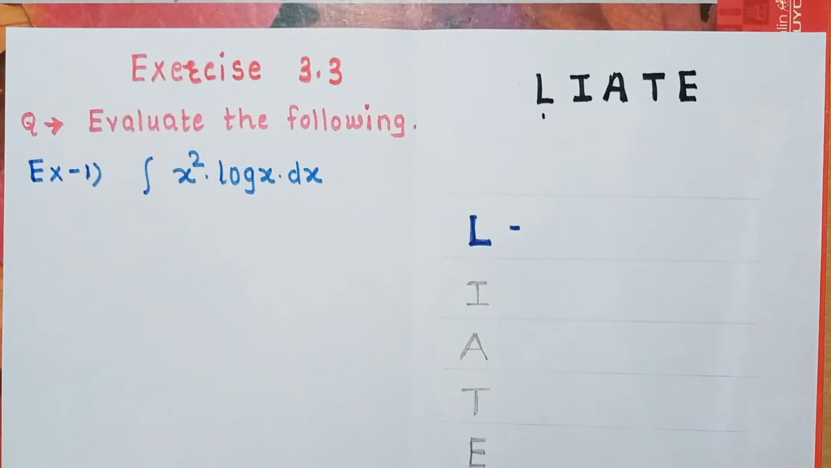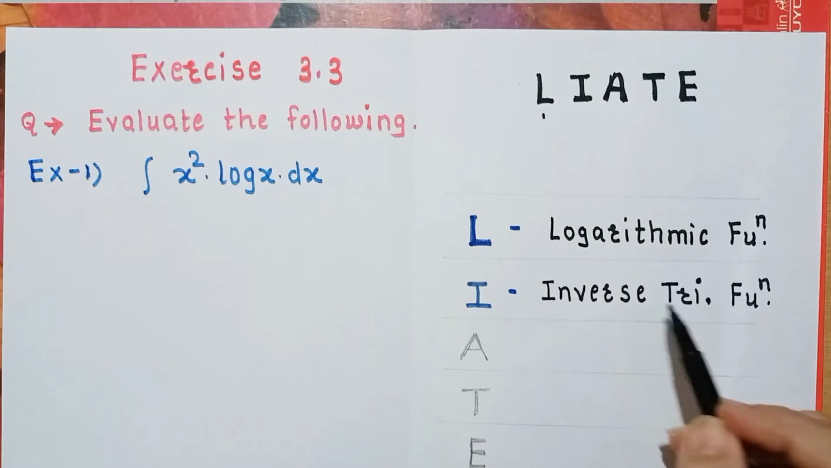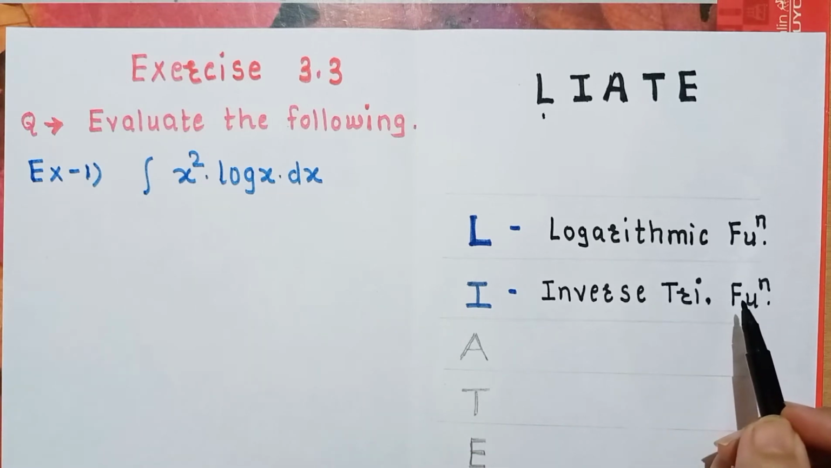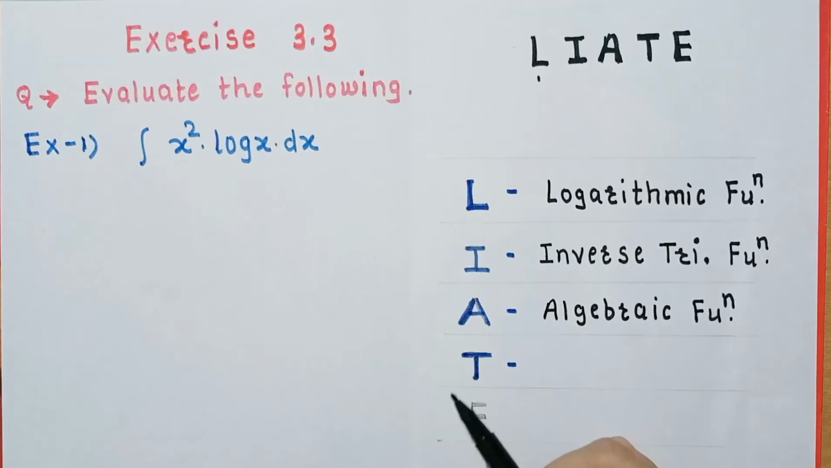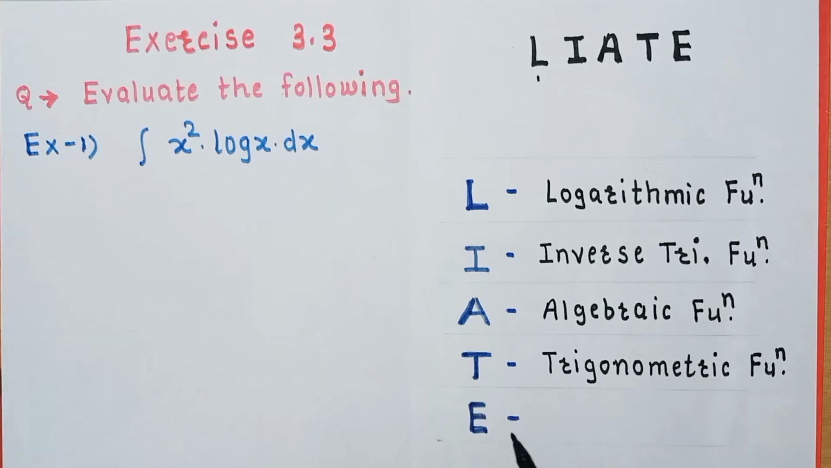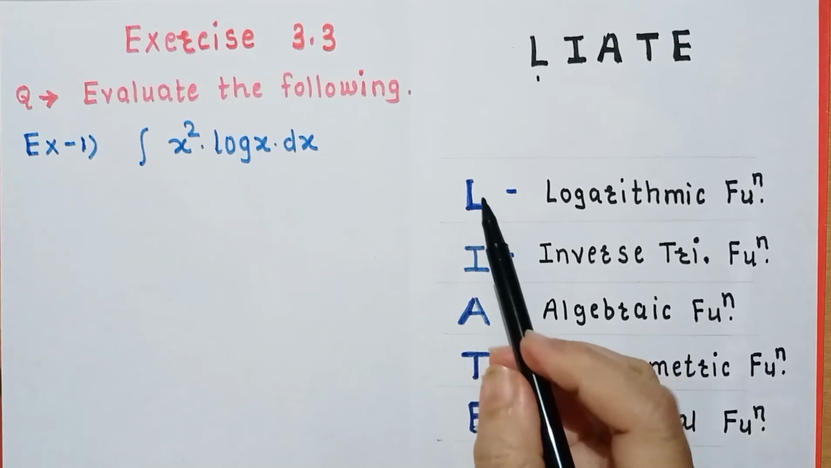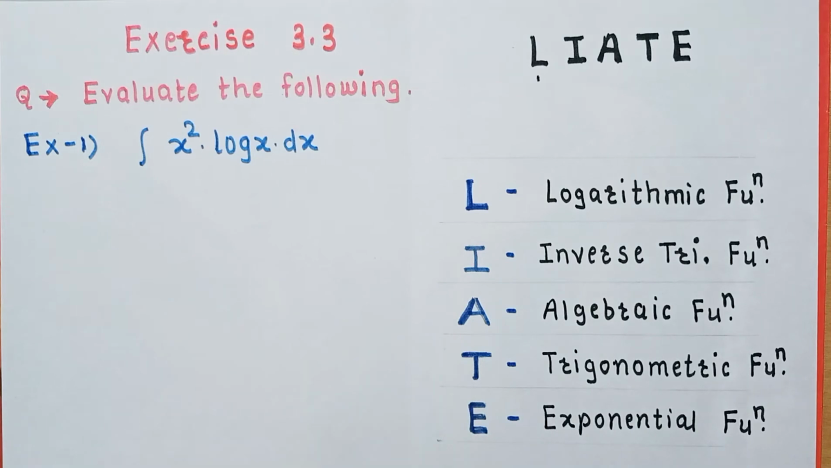This L means logarithmic function. This I means inverse trigonometric function. A means algebraic function. This T means trigonometric function. And lastly, this E means exponential function. We will consider this serial order here in the example.